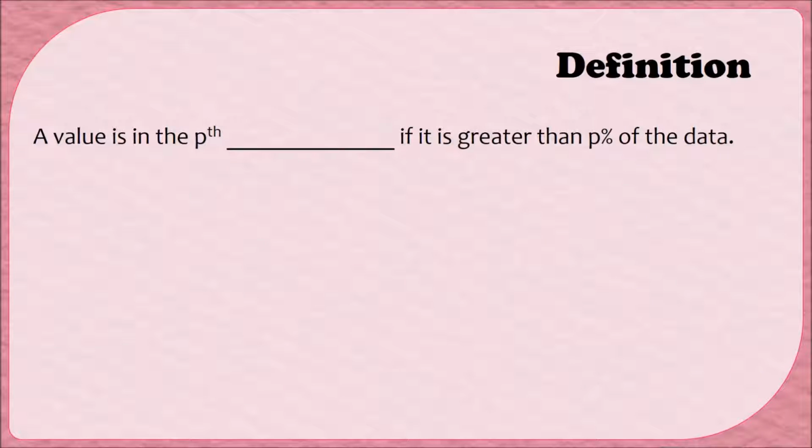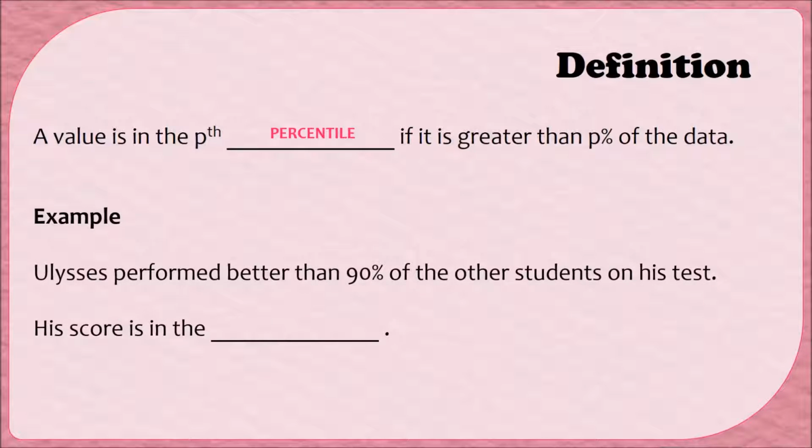A value is said to be in the pth percentile if it is greater than p% of the data. So, for example, if Ulysses performed better than 90% of the other students on his test, we would say that his score is in the 90th percentile.